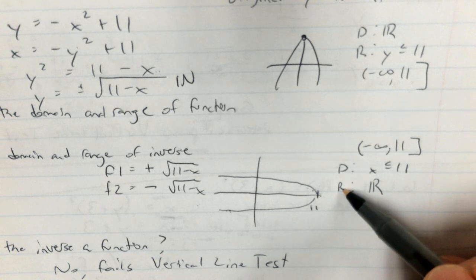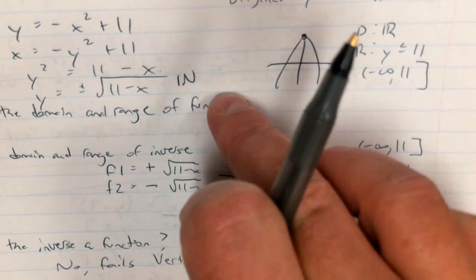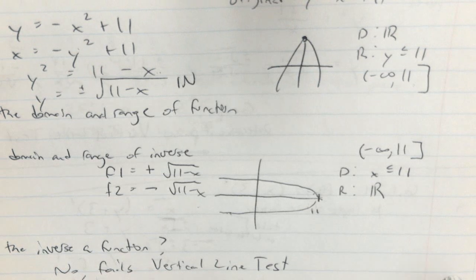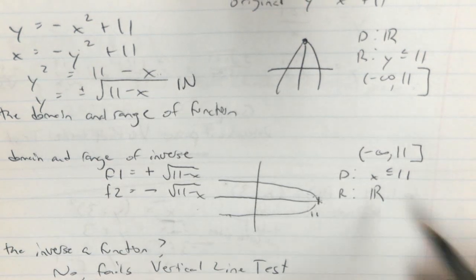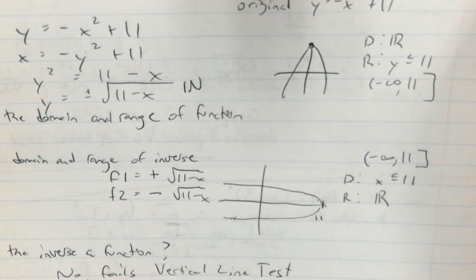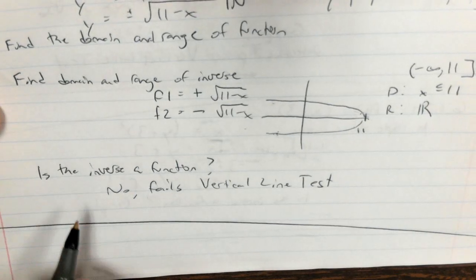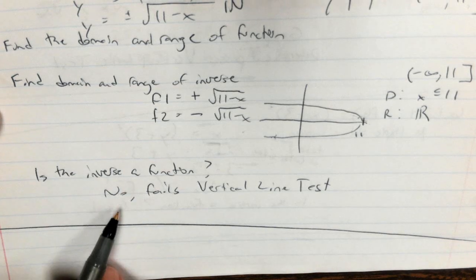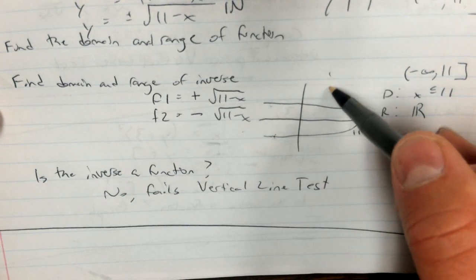And then your range would be negative infinity to infinity, it's all real numbers, because this keeps getting wider and wider. And then it asks if the inverse is a function, and it's not, because it fails the vertical line test.